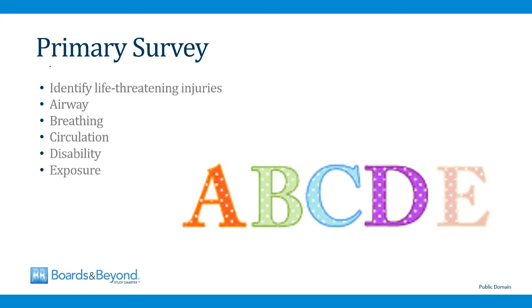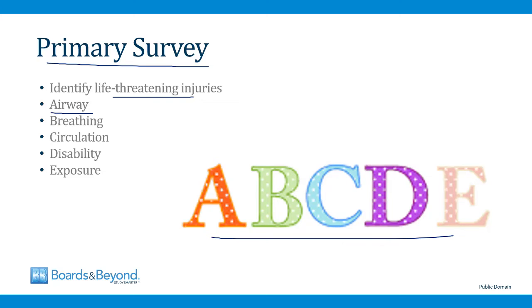When evaluating a patient who's been involved in a trauma, the first thing you do is called the primary survey. The goal of the primary survey is to identify life-threatening injuries. Most people remember the elements of the primary survey by the mnemonic A, B, C, D, E. A is for airway, B for breathing, C is for circulation, and D and E are for disability and exposure. We'll go through each of these one at a time in the remainder of this video.